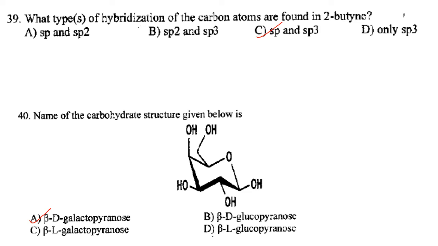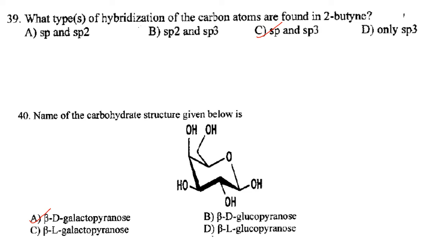Then which types of hybridization of the carbon atom are found in 2-butyne? So 2-butyne is CH3-C≡C-CH3. So you will find sp and sp3 hybridization. So answer is option C, that is sp and sp3.